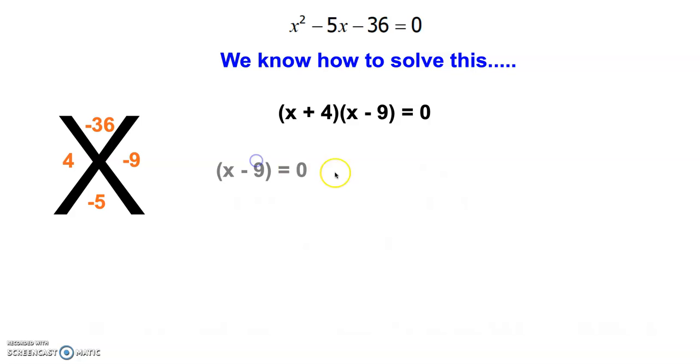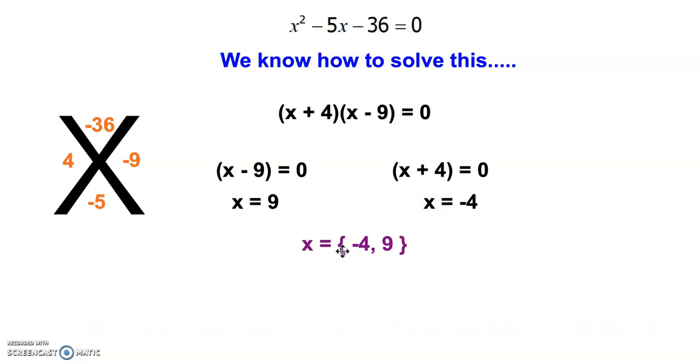Then we know our zero product rule gives us x minus 9 equals 0 or x plus 4 equals 0, which gives us the x values of 9 and negative 4. And so those are our solutions, negative 4 and positive 9.